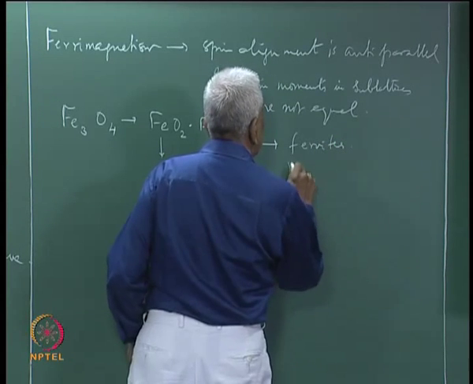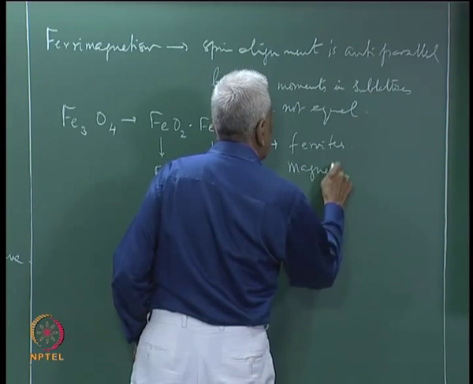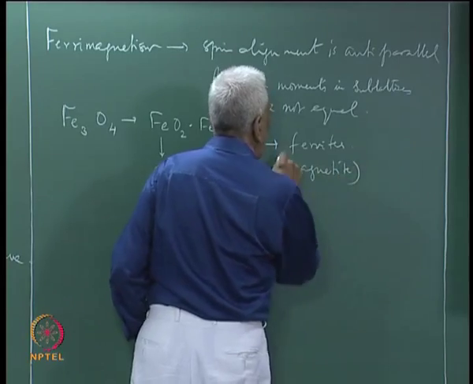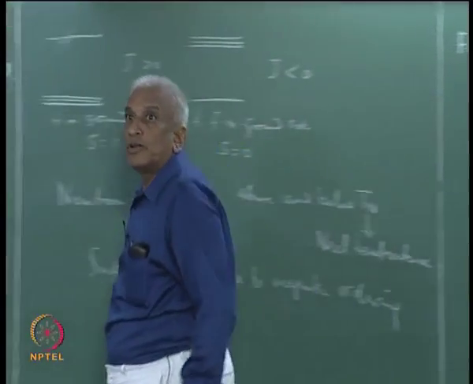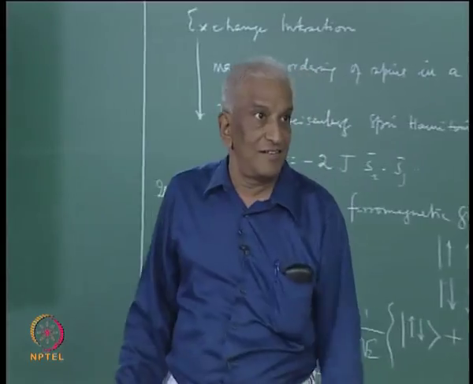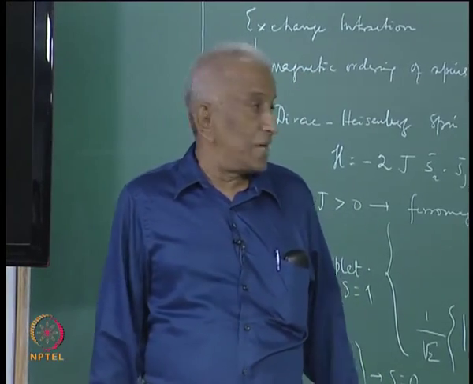This member is typically known as magnetite. It is one of the oldest known magnetic compounds. It was known as lodestone in ancient times.